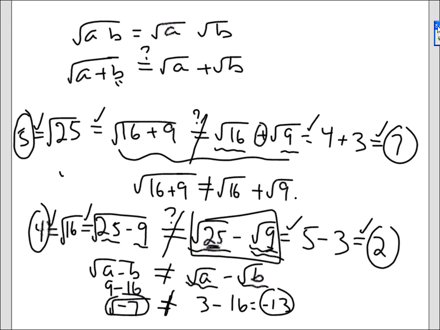If you have a subtraction or an addition underneath the square root sign, you cannot usually break it up. If you're adding, if one of the numbers you're adding is 0, then you can break it up.